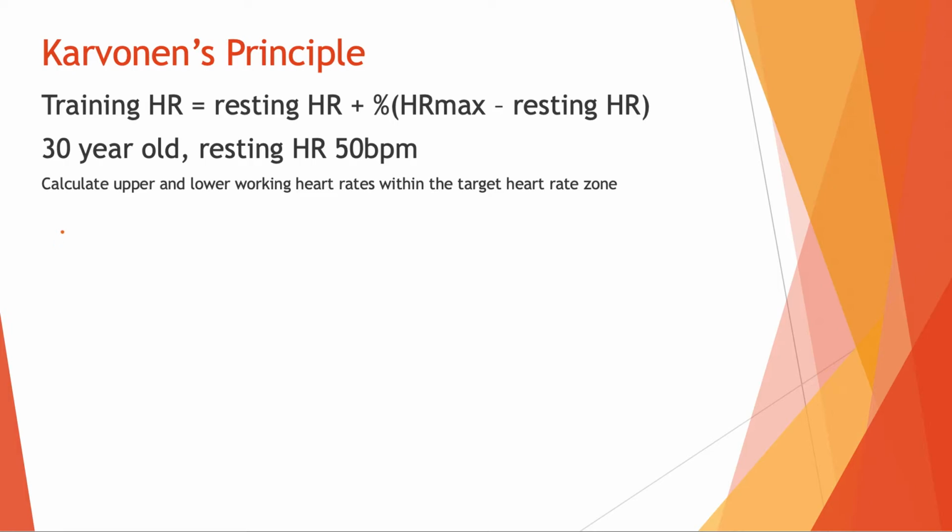So let's start with our 30-year-old who has a resting heart rate of 50 beats per minute. Again, we're going to start with the information that's within the brackets.